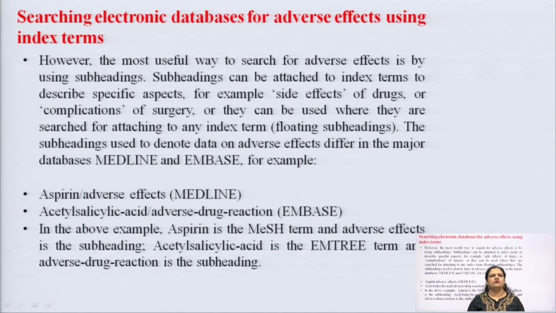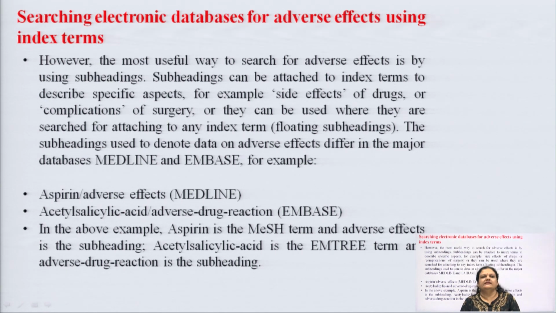However, the most important and useful way to search for updated, detailed information on any NCE or drug moiety's adverse effects is by using subheadings. That is why we are focusing on the index or reference sections in the electronic database system. What are these subheadings? These can be attached to the index term to describe a specific aspect of that particular condition or illness of the patient.